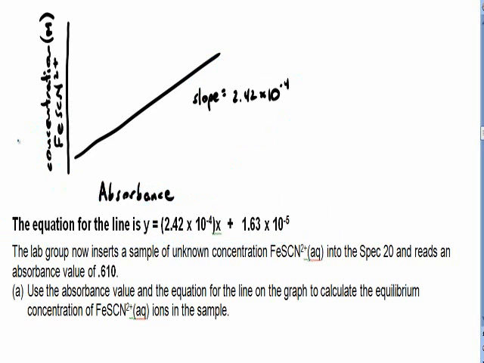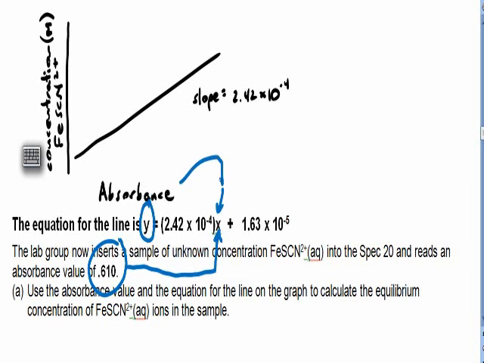The group data that we have here is this group did an absorbance reading of 0.610 for an unknown concentration of FeSCN 2+. What we can do is put the 0.610 in for our value of X, and then solve for Y, which will be our concentration of the FeSCN. Our X value here is the absorbance from our Beer's law plot that we made the previous day, using known concentrations of FeSCN.